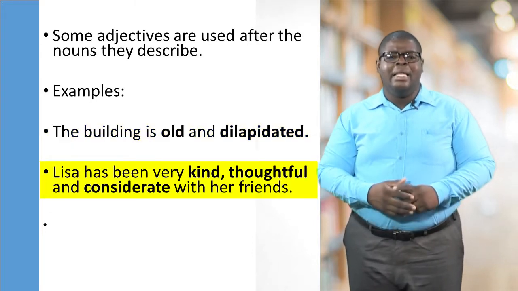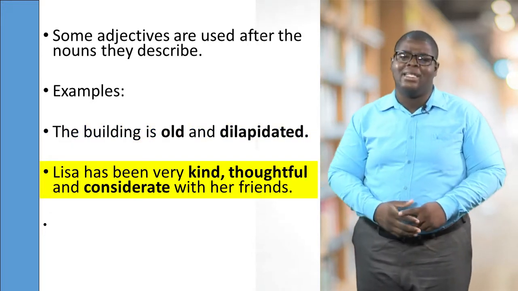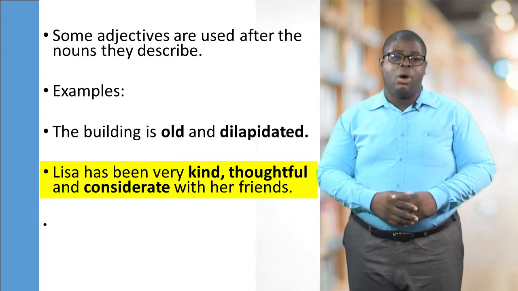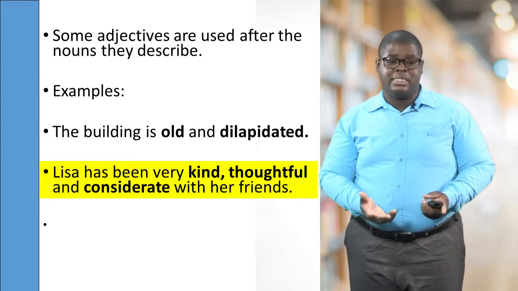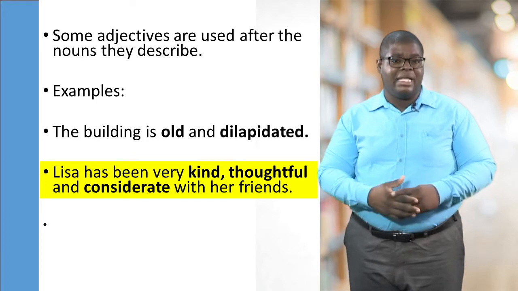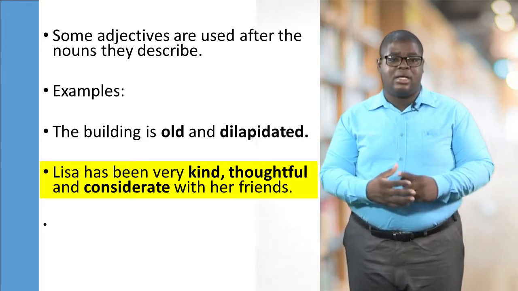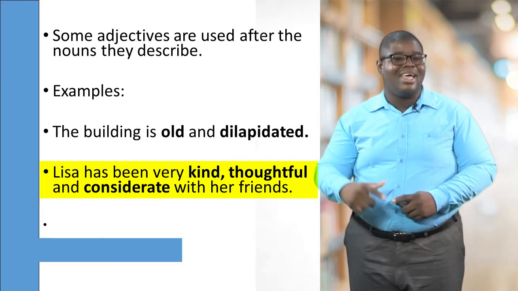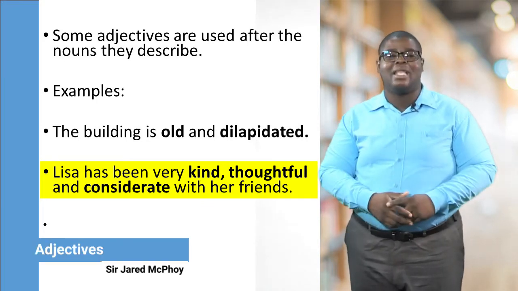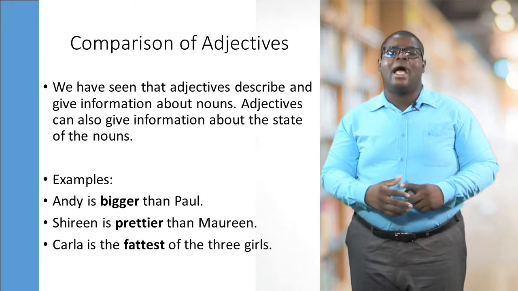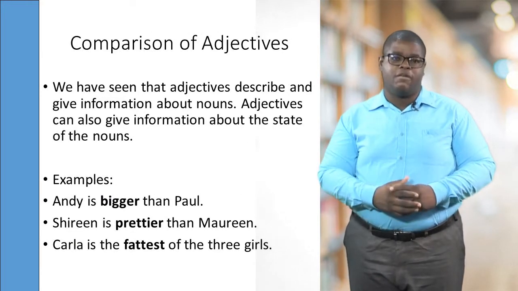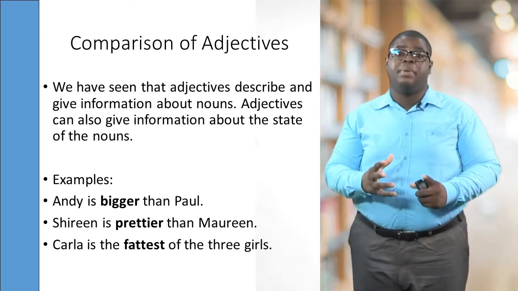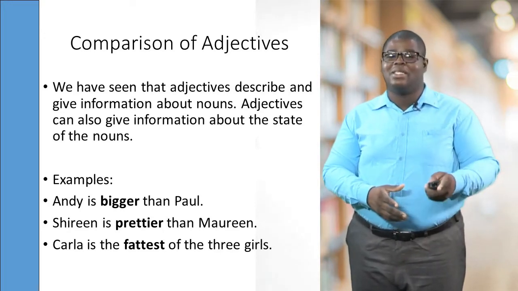Then we have, Lisa has been very kind, thoughtful, and considerate with her friends. So we're talking about Lisa. These adjectives are modifying Lisa. And what is it telling us about Lisa? That she is kind, thoughtful, and considerate. We're moving along nicely. Now let's look at the comparison of adjectives, because we can use adjectives to help us compare things. All right, let's go.